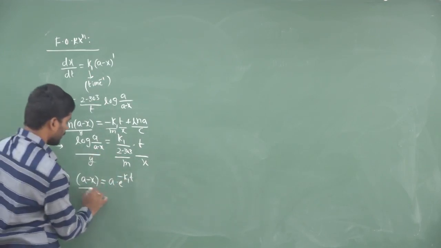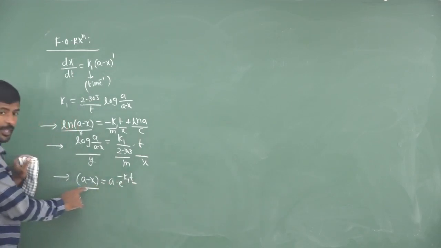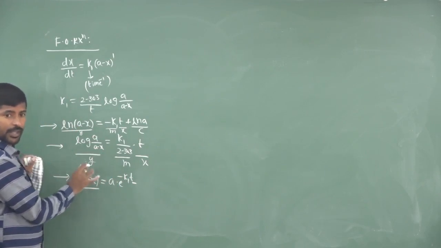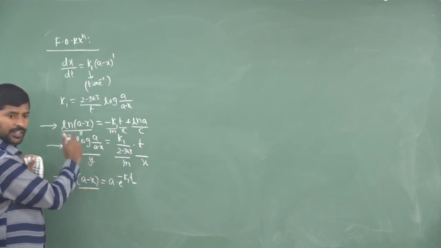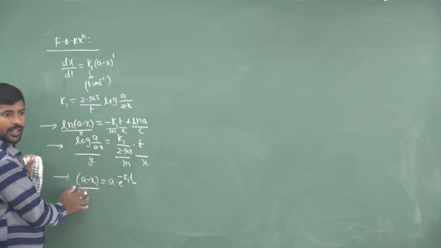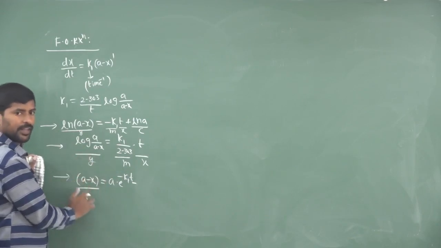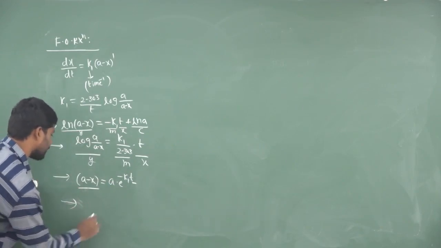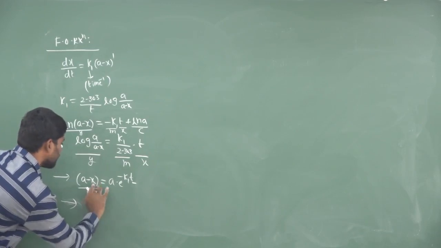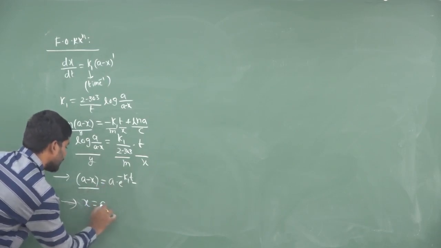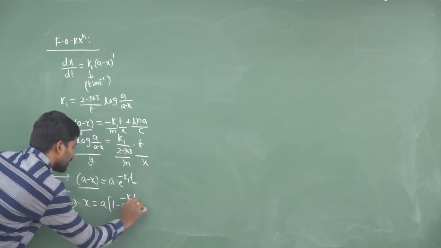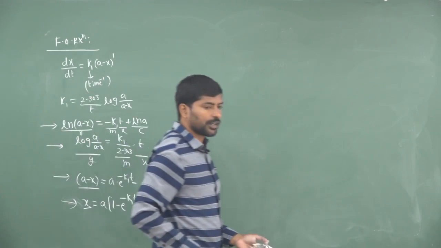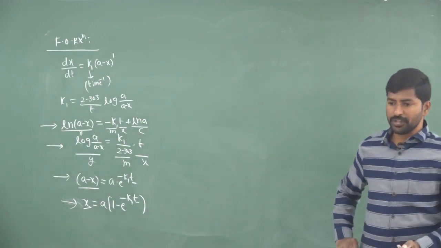So if you plot a graph between a minus x versus time, which type of decrease? Exponential decrease. In the case of zero order reaction, the concentration of reactant decreases linearly. In the case of first order reaction, the concentration of reactant decreases exponentially. From this you can get the product concentration also. If you bring this x to the right side, x is equal to a (1 minus e power minus k1t). If you plot a graph between x versus t, product concentration increases exponentially.